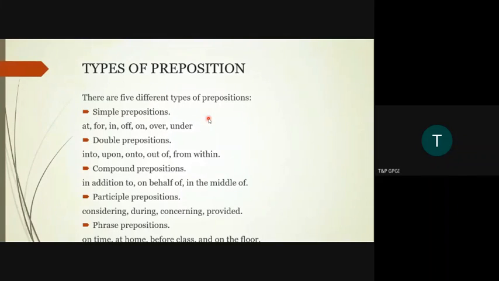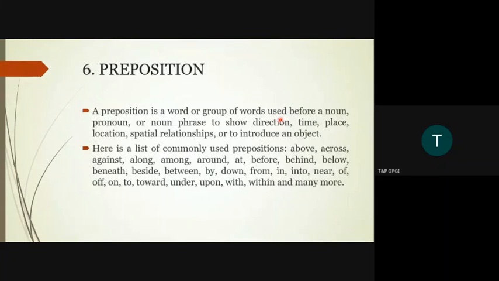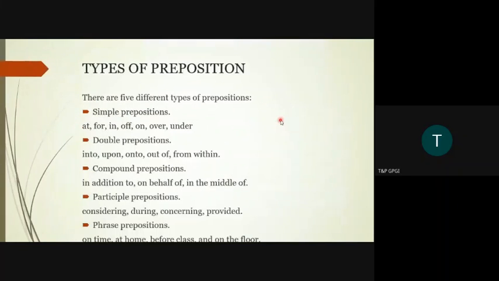So I have told you what prepositions are. What is a preposition? A preposition is a word or group of words used before a noun. Okay, it introduces the object or it shows the direction, time, place, location, or relationship of a noun or a pronoun. All right, so I hope you all are good with this.